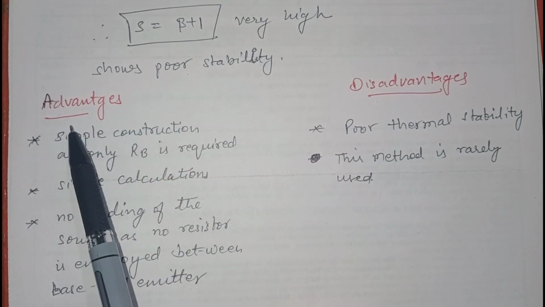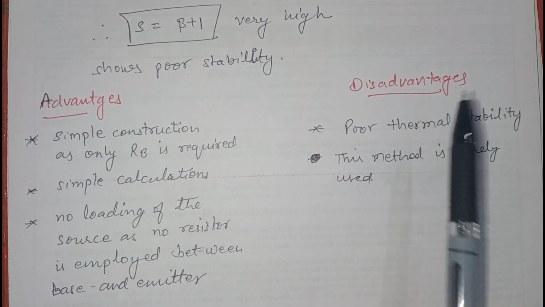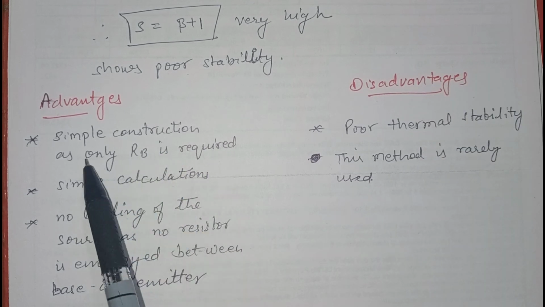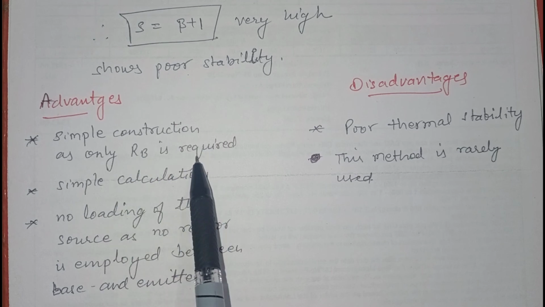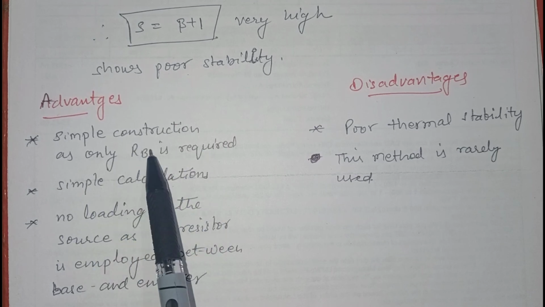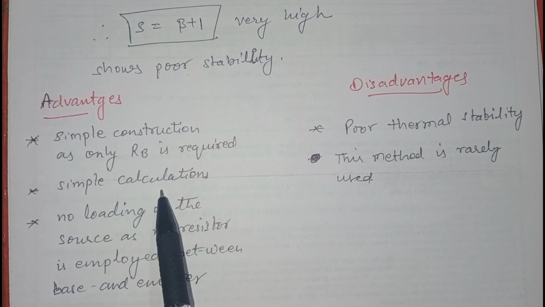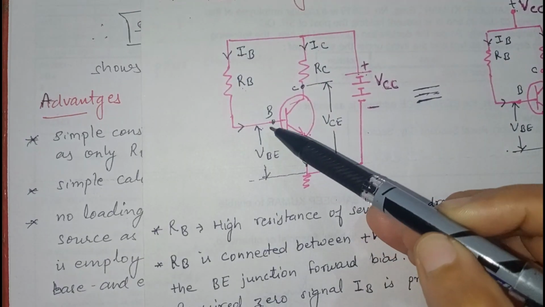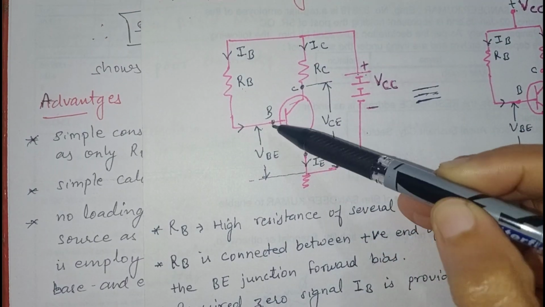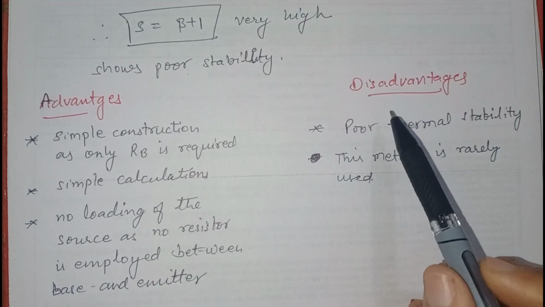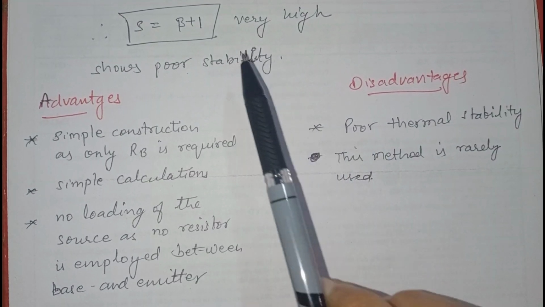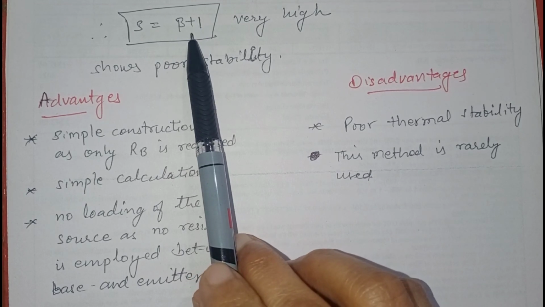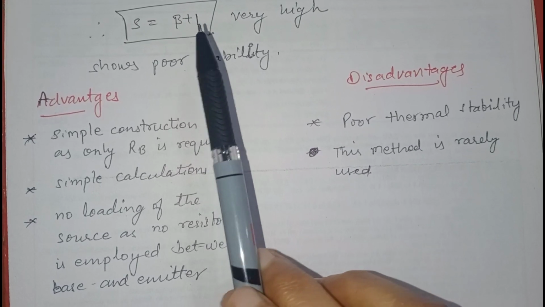Now we'll discuss the advantages and disadvantages of this method. As only RB is connected in the transistor, this method is very simple in construction. And only RB is connected, so the calculations are also simple. In this method, there is no loading of the source because no resistor is connected between base and emitter, where we apply the input signal. And the disadvantage is, as this method gives a very high stability factor, there is poor stability. And as there is poor stability, this method is rarely used.